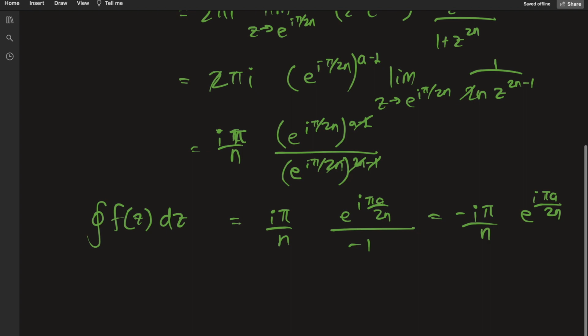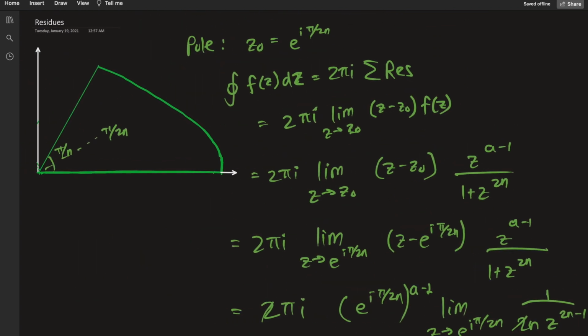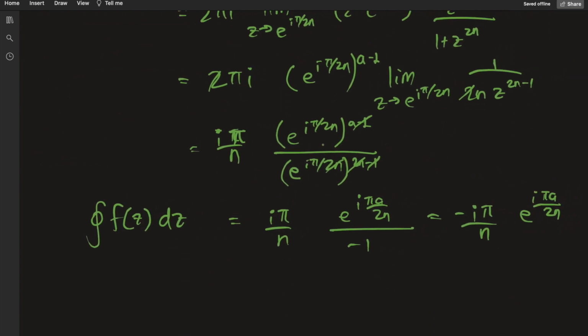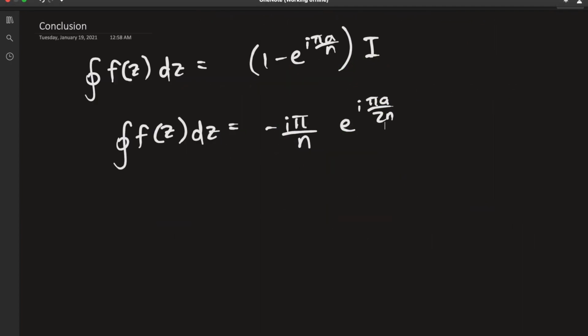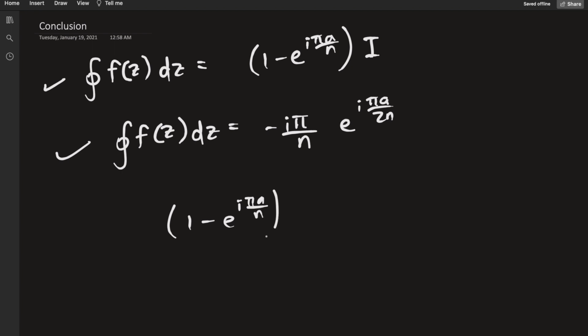Okay, now we know what the contour integral equates to, and we know what each part of the contour equates to. So now let's basically just tie everything together. We got this from the page 1, which was about the contour. This we got from the second page, which was to do with residues. So now let's equate both of them. We have 1 minus e to the i pi a over n times I is equal to negative i pi over n e to the i pi a over 2n.